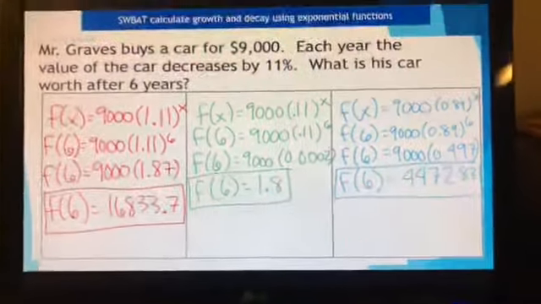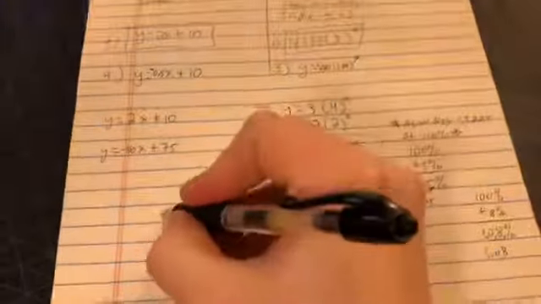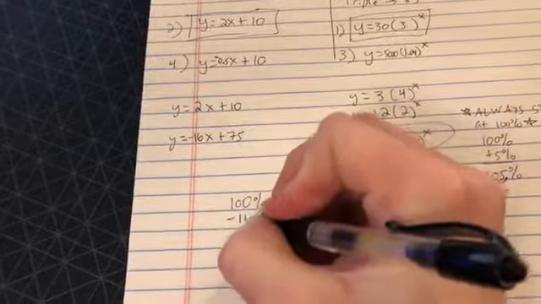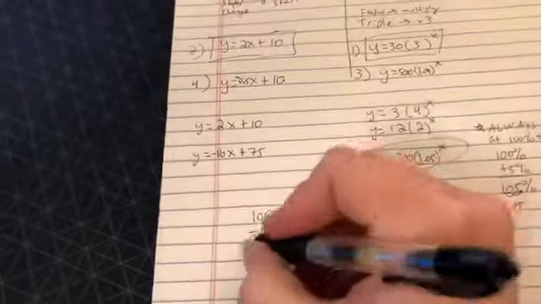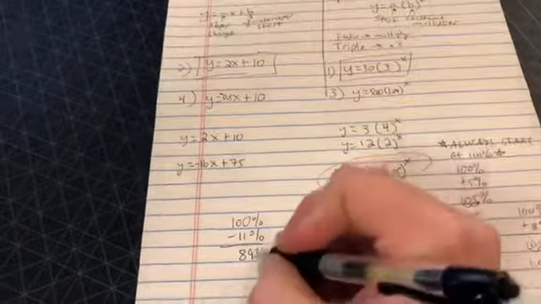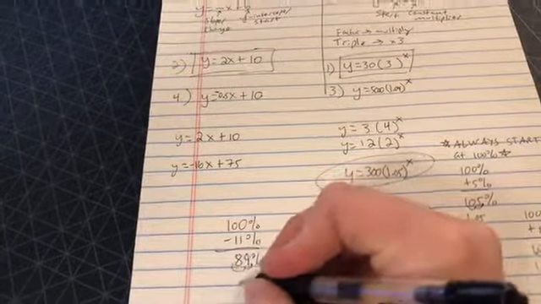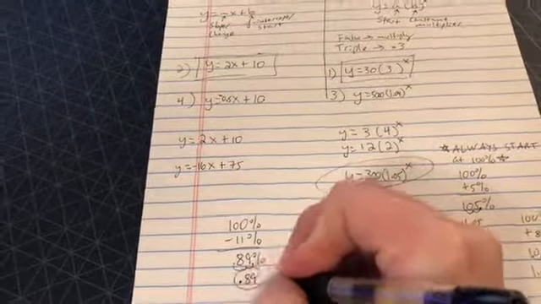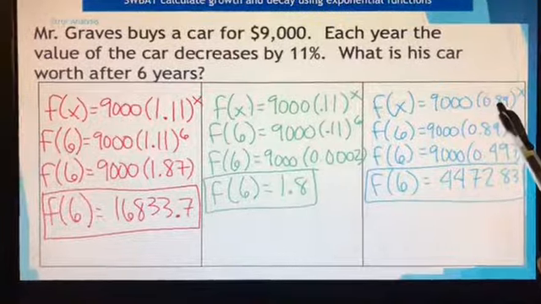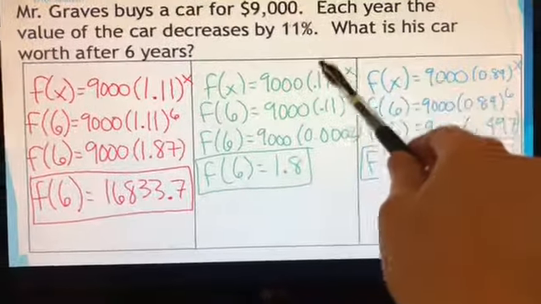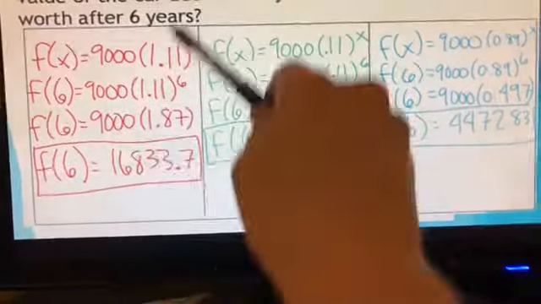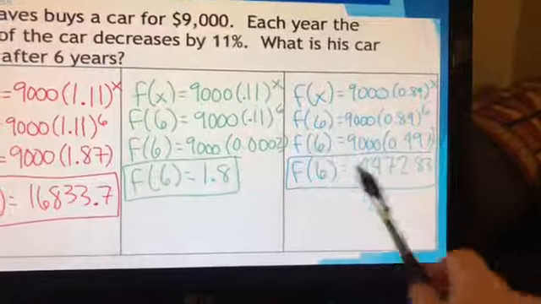Now remember, if we want to check this, you always start at 100, and the car is decreasing by 11%, which leaves us with 89%. Now if we turn that into a decimal, we should see 0.89 as the multiplier, which we see in the blue equation here. This student just used the 11, totally wrong. This student accidentally added, and that's not how cars work. So the blue equation would be correct.